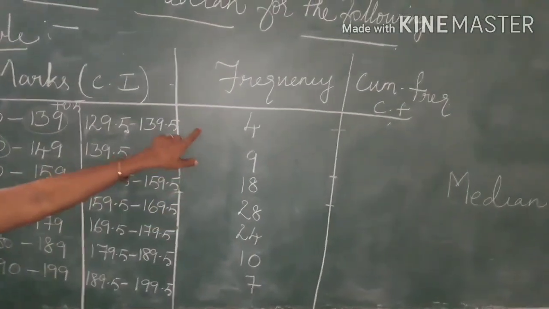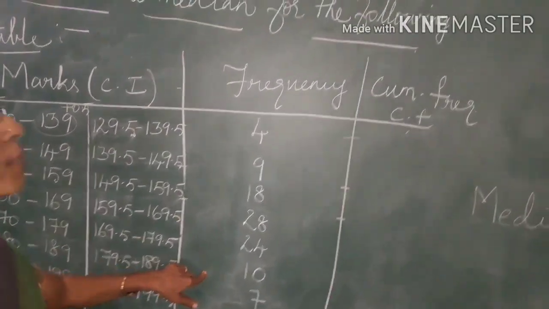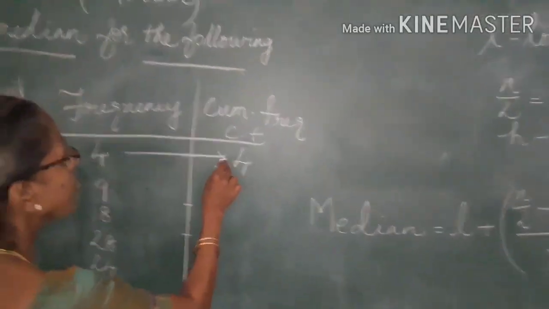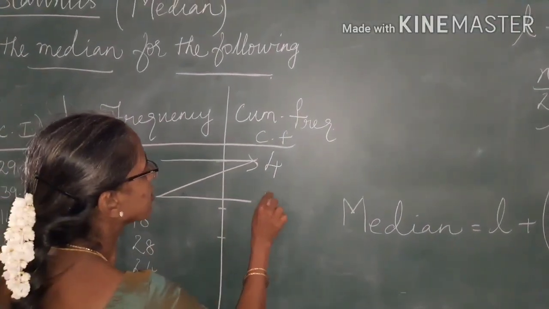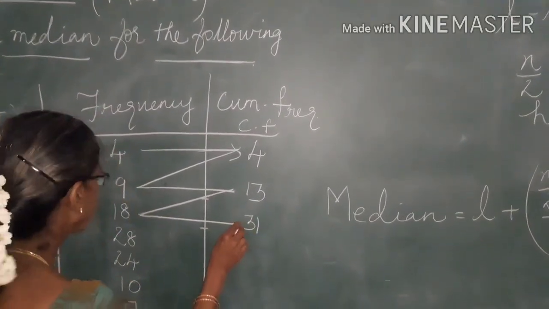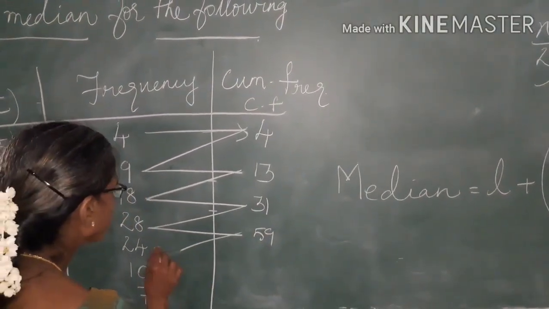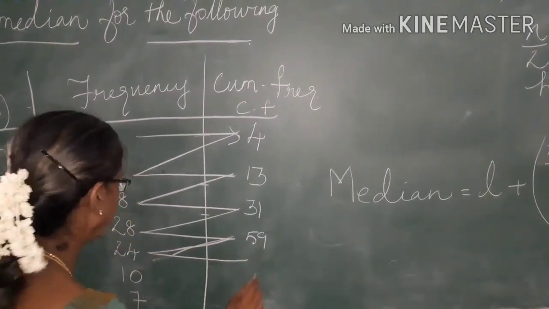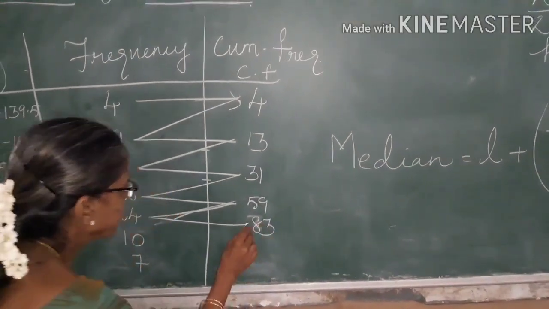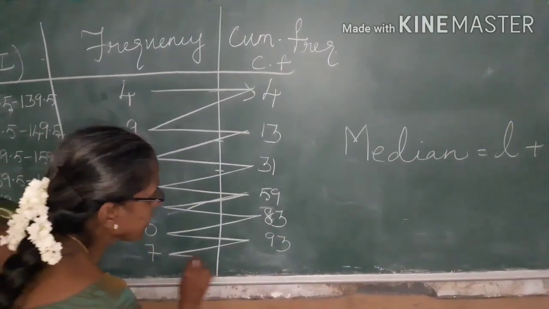Next, you are given the frequency. As I told earlier, you have to calculate the cumulative frequency. So the cumulative frequency here is 4. Next, 4 plus 9 is 13. 13 plus 18 is 31. 31 plus 28 is 59. 59 plus 24 is 83. Okay, am I right? 83 plus 10 is 93. 93 plus 7.